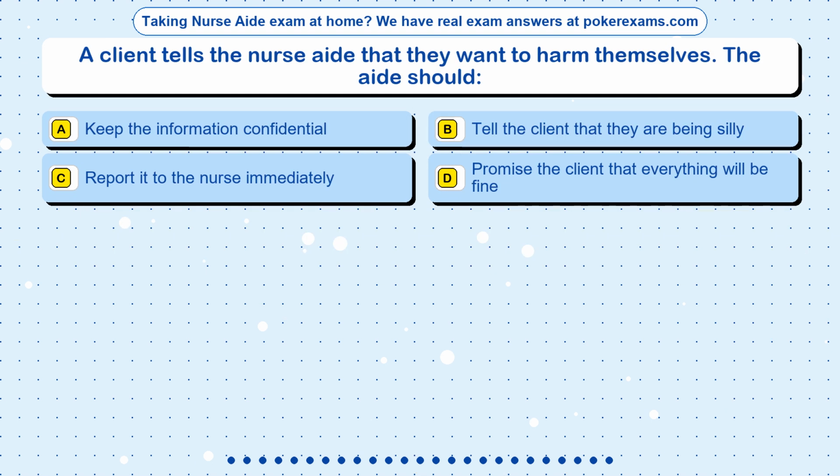Question 17. A client tells the nurse aide that they want to harm themselves. The aide should: Option A. Keep the information confidential. Option B. Tell the client that they are being silly. Option C. Report it to the nurse immediately. Option D. Promise the client that everything will be fine.